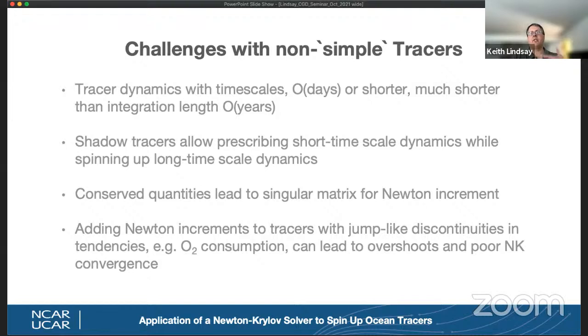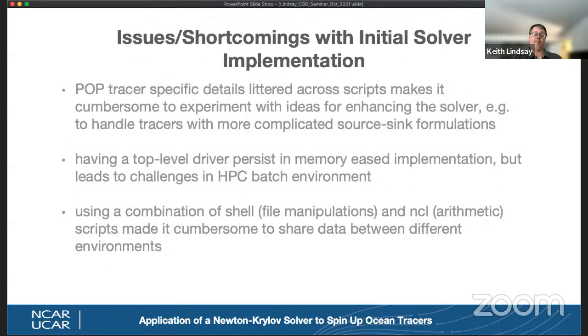Generalizing the solver to deal with these complications was hard to do with the GCM because it's a big system to run and experiment with ideas to deal with these scientific problems. And so it became clear that it was time for a new implementation of the Newton-Krylov framework. There were a number of issues and shortcomings identified with the initial Newton-Krylov solver that were making it hard to do this new development work that was needed to work on the BGC tracers.